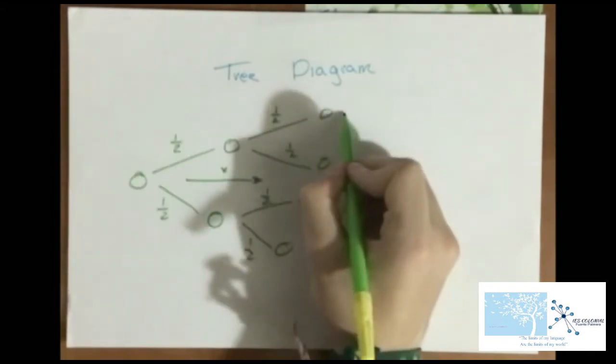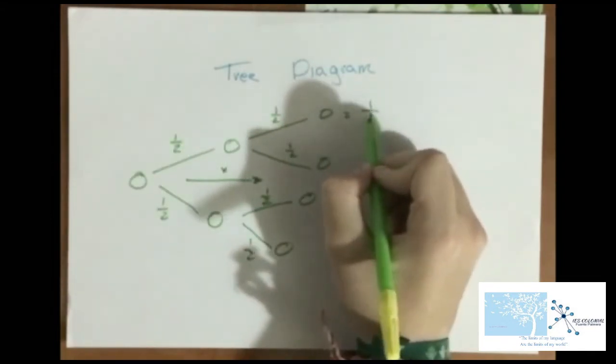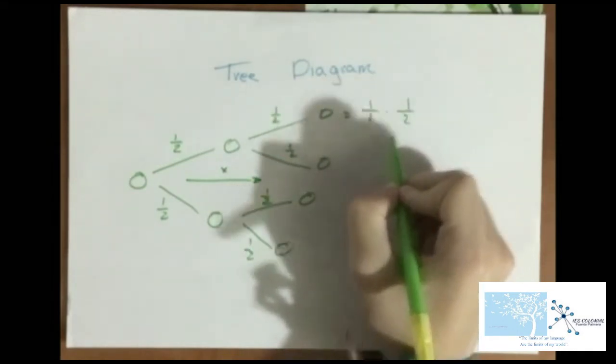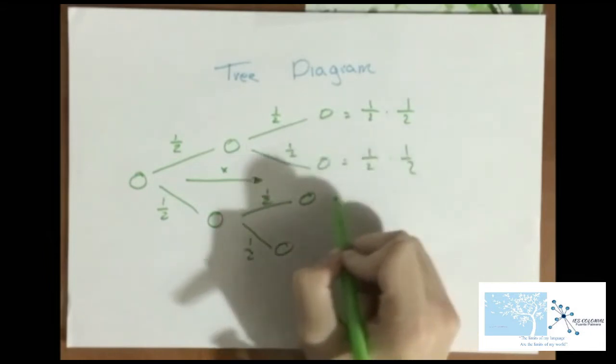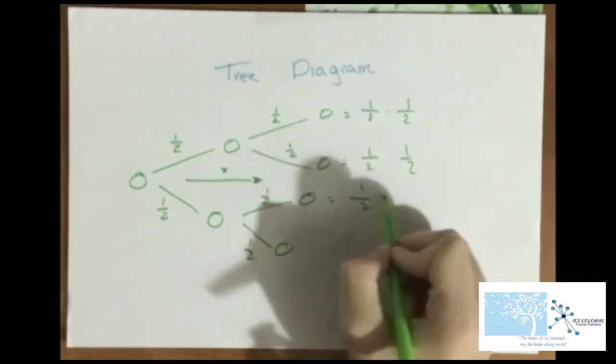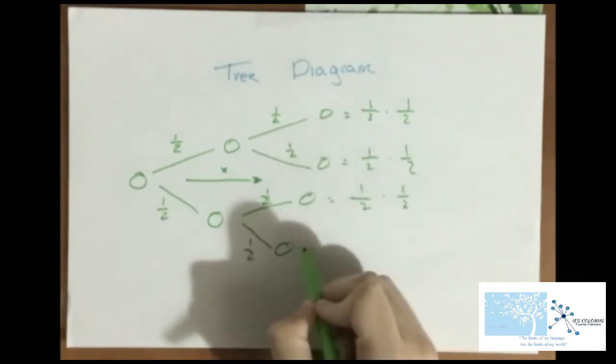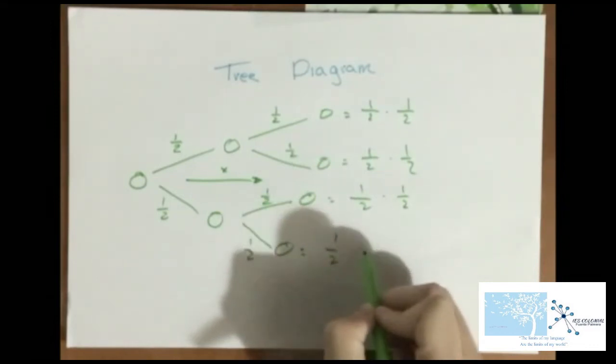For the construction of the tree diagram, we will start by putting a branch for each of the possibilities accompanied by its probability.